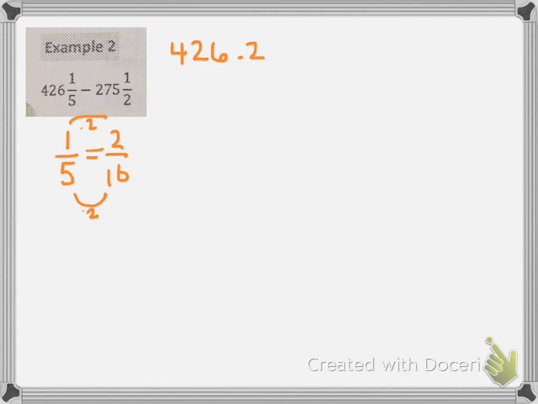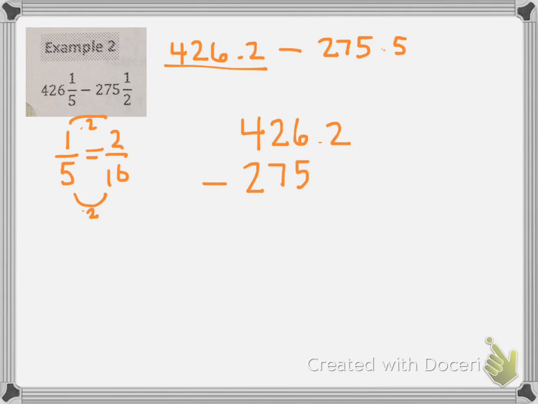Okay, so there's my first number, and then I'm going to subtract, and the second number is 275. That's the whole number, and a half. Well, I know a half is 0.5. Hopefully you know that too. And so there's my problem. So now I just have to line up the place values and the decimal point. 426.2 minus, by the way, this time it's subtraction, so order matters. I have to do this one first. Minus 0.5, 275.5. Okay, so I have my tenths place, my decimal, here's my ones place, here's my tens place, here's my hundreds place.